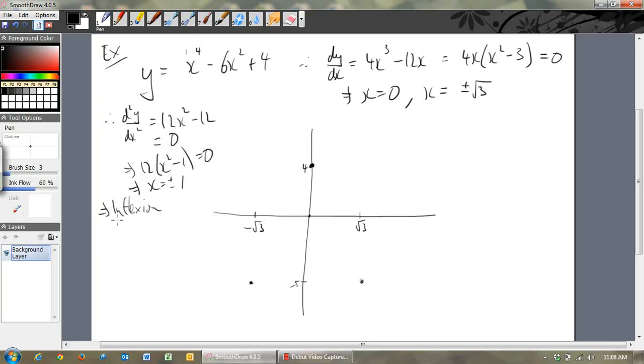Now I've set this out really badly. Don't copy this setting out. I'll do it better in class, I promise. So at x equals 1, so root 3, I'll just put it about there. There's 1, and there's negative 1. Really messy. Sorry about that.